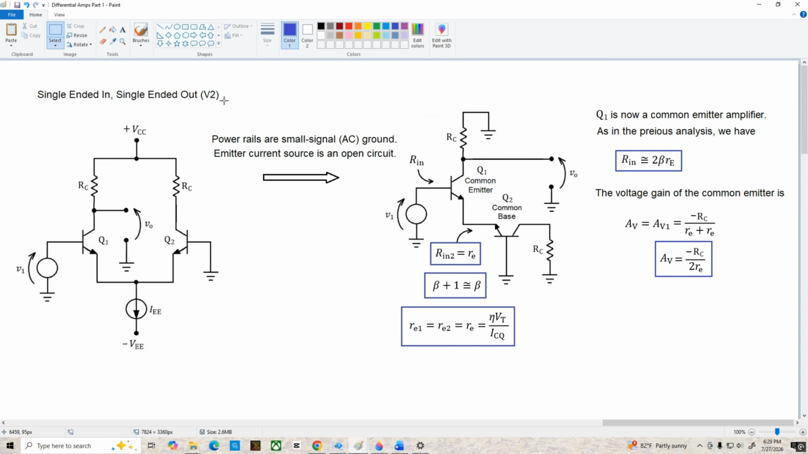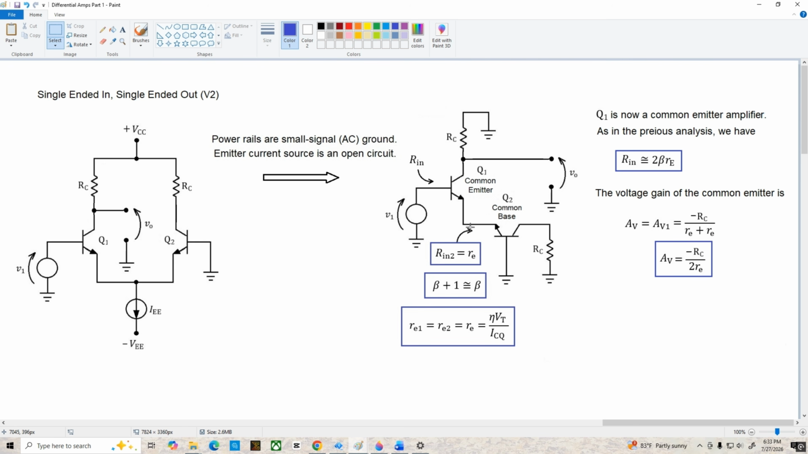Okay, the analysis for this version is very similar to what we just did before. We're going to deactivate our power supply rails, which turns them into short circuits to ground. And I should have mentioned explicitly before that when we deactivate this I sub EE current source here, we replace it with its internal resistance, which is an open circuit, so that's why there's nothing connected to this junction between our two emitters over here. Now in this variation, we're using Q1 as a common emitter amplifier. Q2 is still a common base, but we're not using its output, so all it is here is a load on the emitter of Q1.